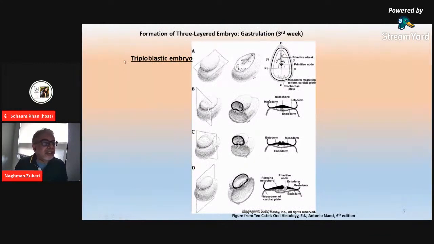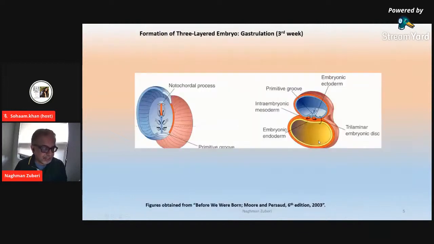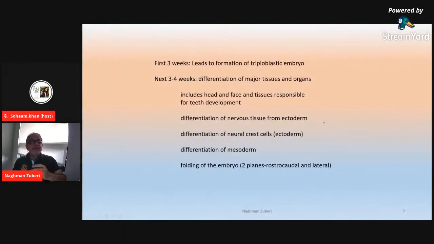In the third week, it becomes the triploblastic embryo, meaning the third layer also starts appearing. We had ectoderm, we had endoderm, now the mesoderm also starts appearing at this stage, and it is known as the trilaminar embryonic disc: ectoderm, endoderm, and mesoderm. The first 3 weeks lead to the formation of the triploblastic embryo.